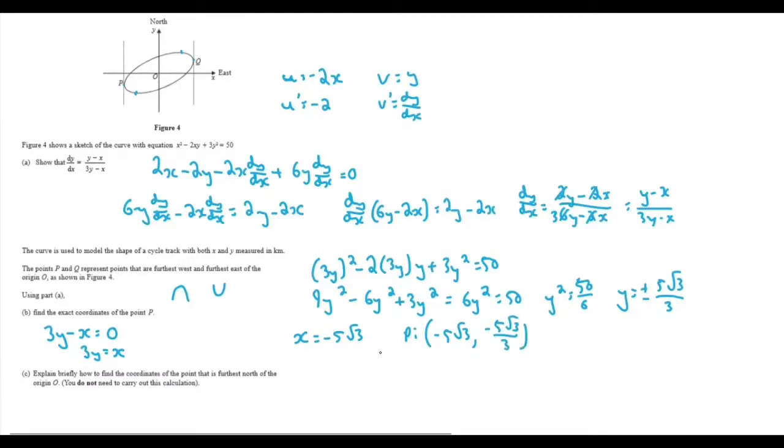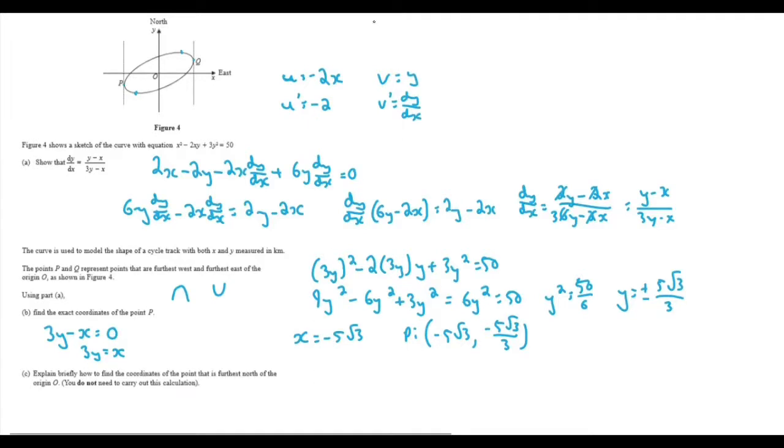So just to reiterate, P is minus 5√3 and then minus 5√3/3. To wrap up with, explain briefly how you would find the coordinates of the point that is furthest north of the origin. You don't need to carry this out as calculations, we don't need to do these steps again. But the principle you'll be using is what I was mentioning before with the maximum and minimum. This furthest point north, which is what I've already done a dot for, is where the tangent will be a horizontal line when the gradient is 0. To make the gradient 0, the numerator has to be 0. So you'd set y equals x, and then you'd solve through, as you just have here, with them being the same number.